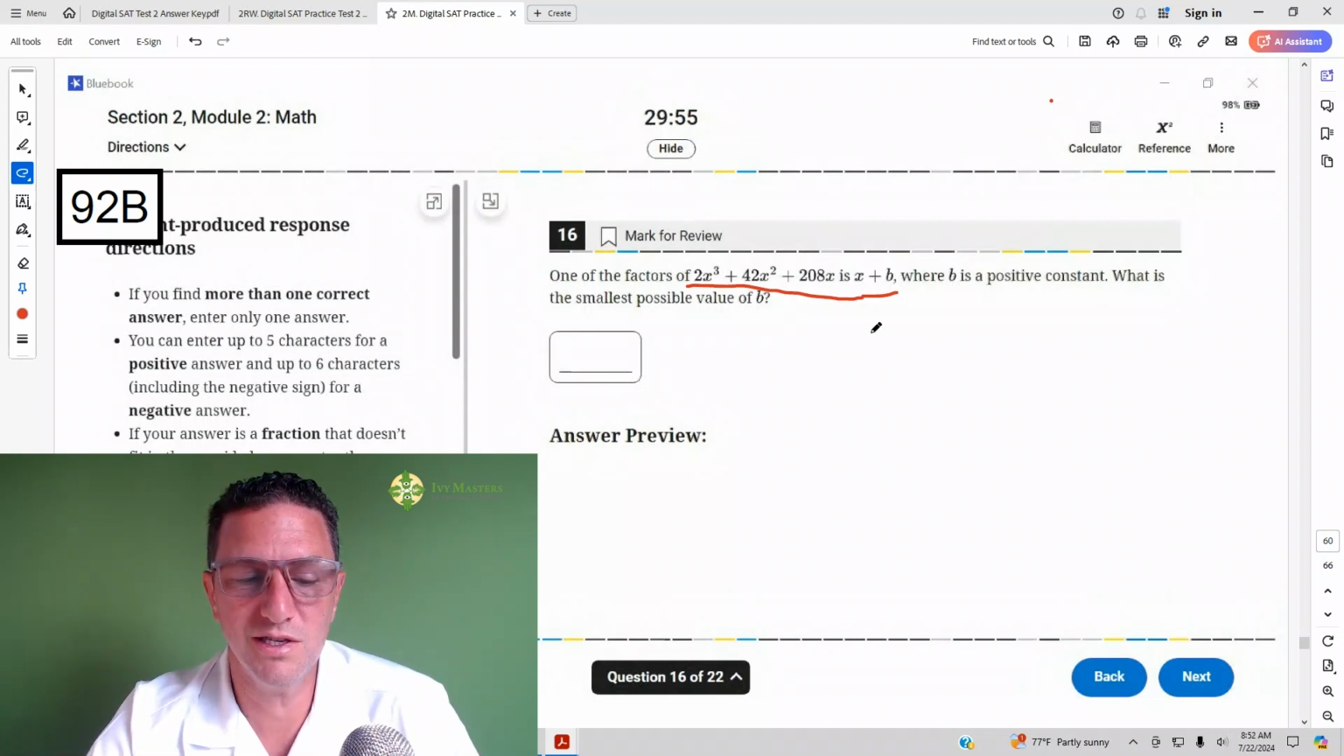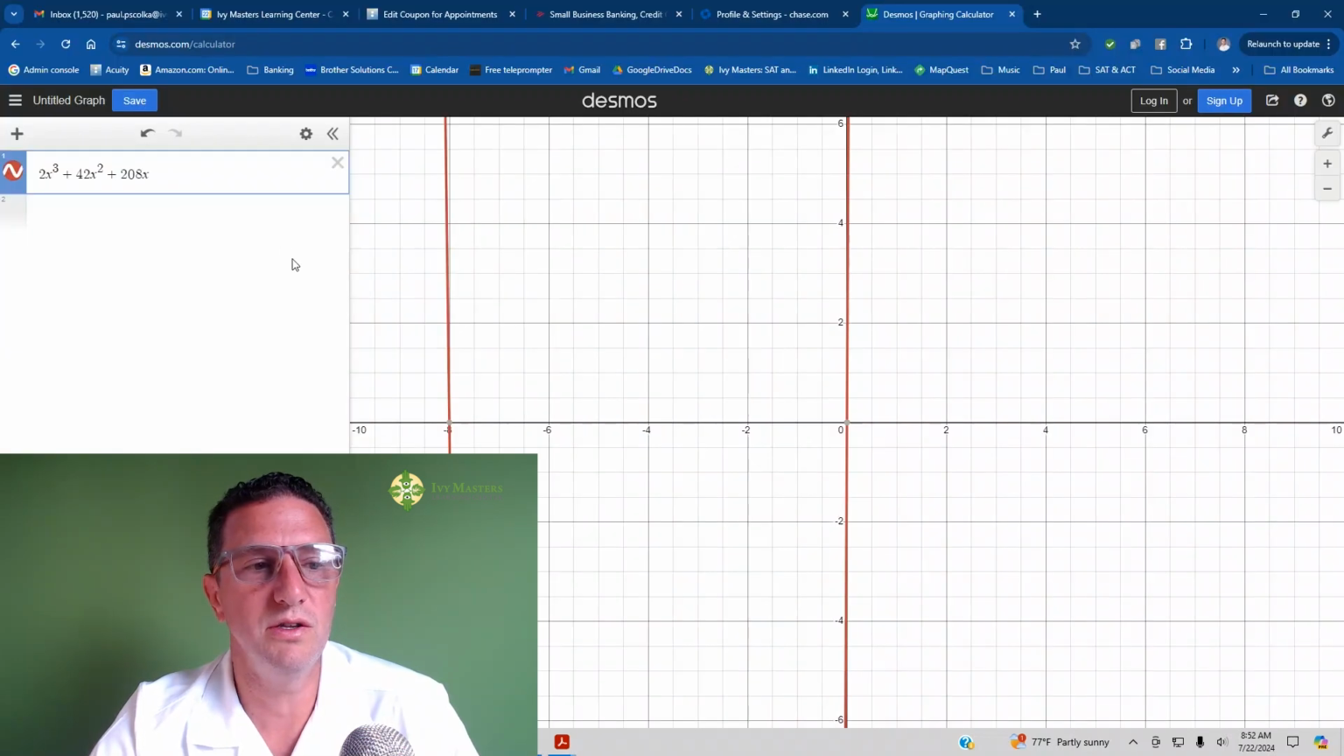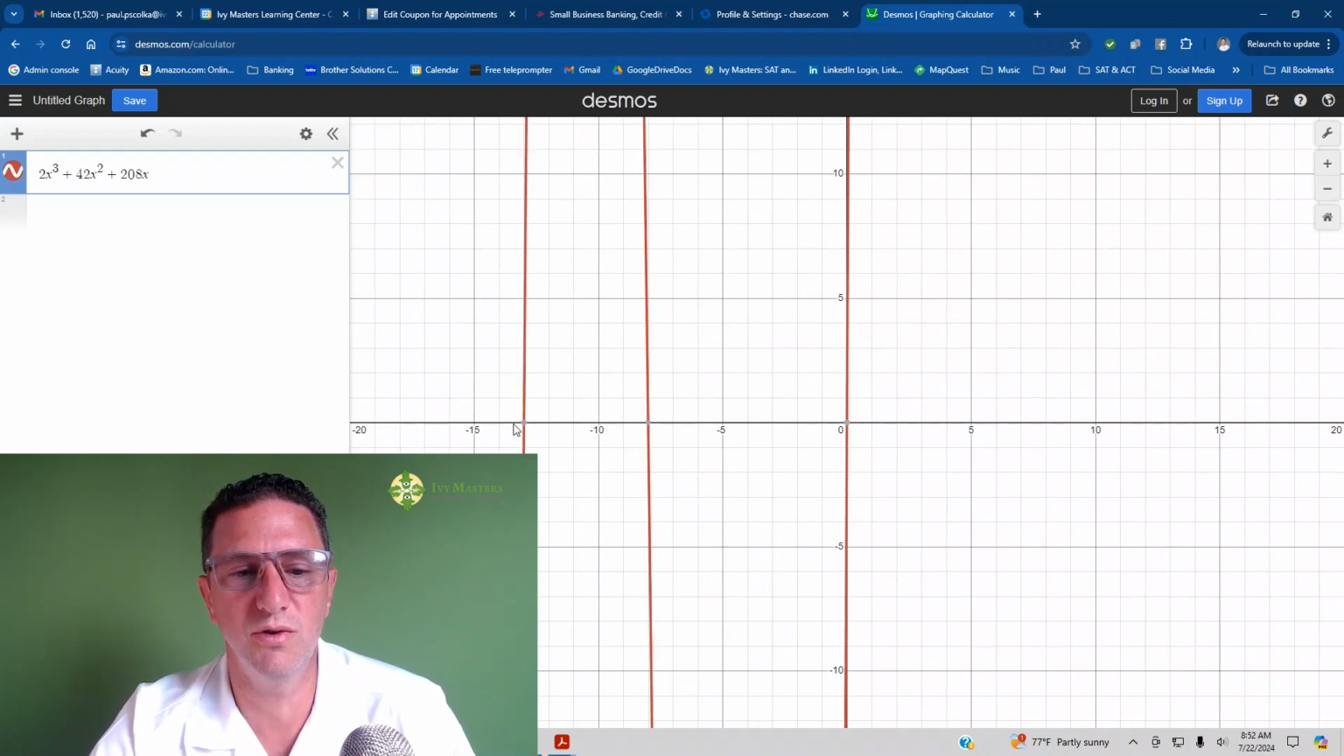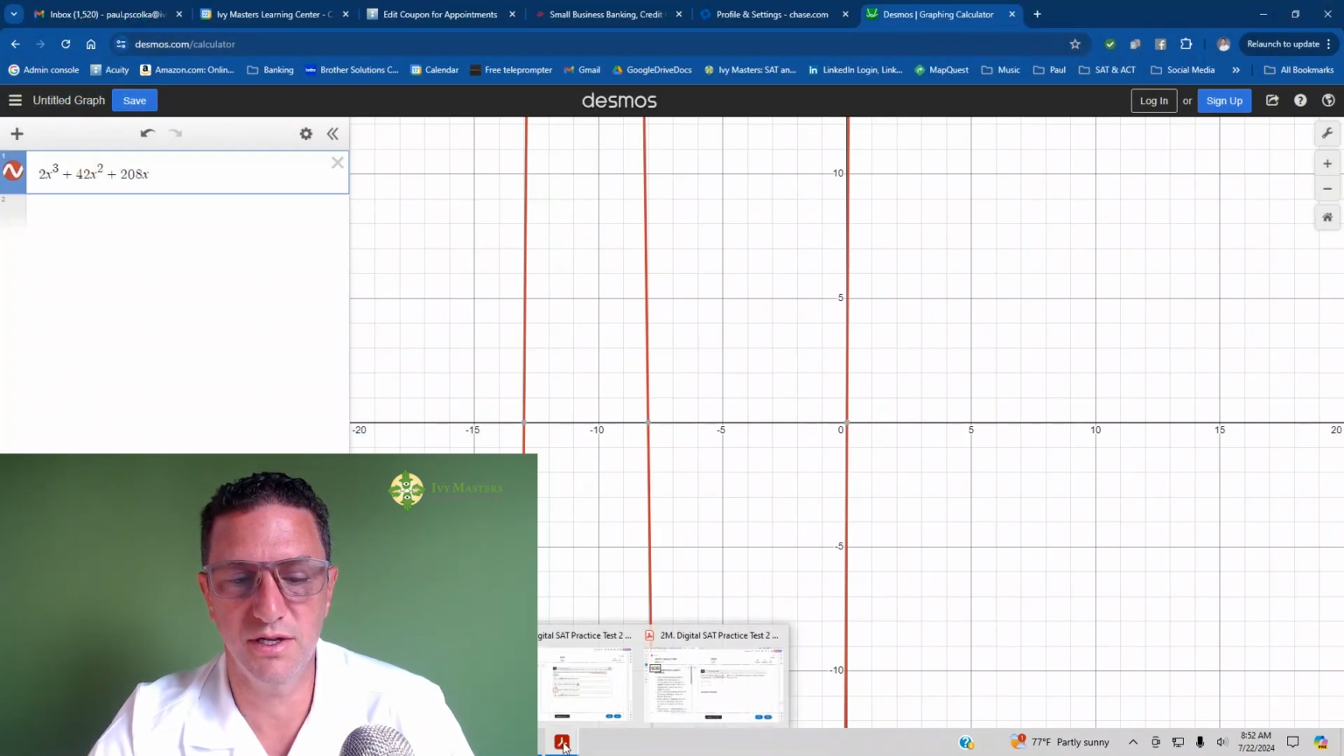But you just do this in Desmos, and when you throw it in Desmos, what you see is your x-intercepts. You've got 0, you've got negative 8, and if we zoom out some more, we've got negative 13. One thing that you want to know is that your factors are going to be opposite your x-intercepts.